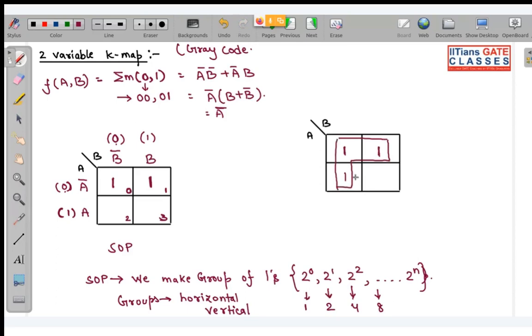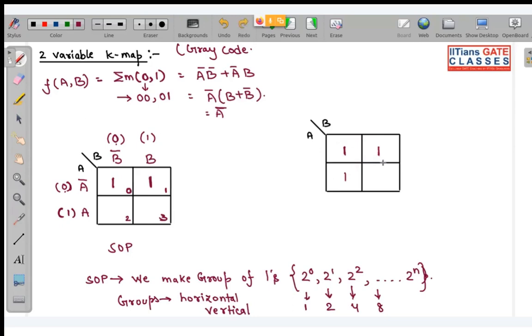Why? Because this is an invalid group. You cannot make a group of 3. Your group size should be a power of 2. So one group will be like this, one horizontal group, and another vertical group of 2. This will be like this for this particular case.